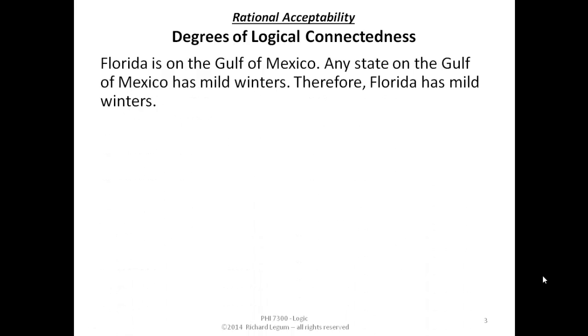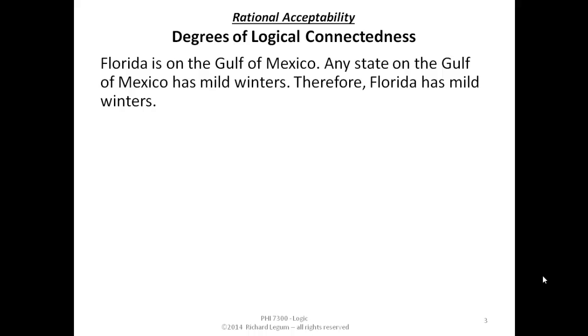When we're talking about the logical connectedness component, the logical glue that you need in order to find an argument reasonable, rationally acceptable, we notice immediately that there are different degrees of logical connectedness, kind of like when we were talking about inferences. In our first case: Florida's on the Gulf of Mexico. Any state on the Gulf of Mexico has mild winters, therefore Florida has mild winters.